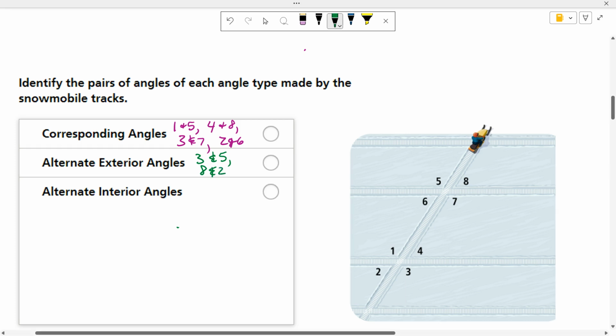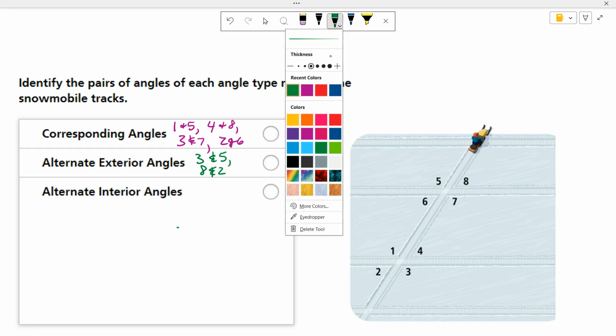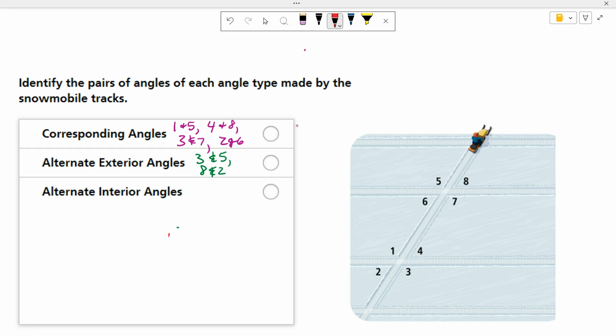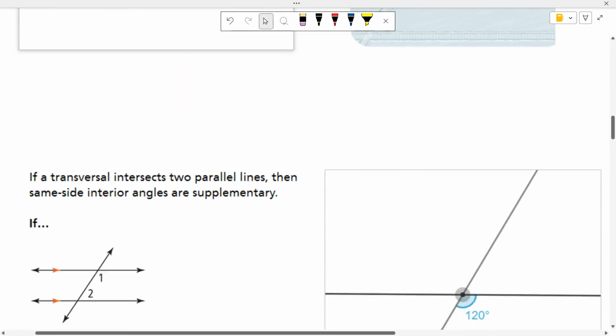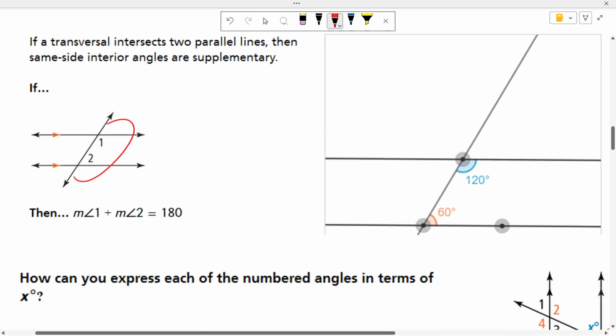Alternate interior angles. Tristan, what's the first set? 6 and 4. What's another set, Jackie? 1 and 7. Okay. Knowing the relationships is important. Okay. 1 and 2 are called same side interior angles.